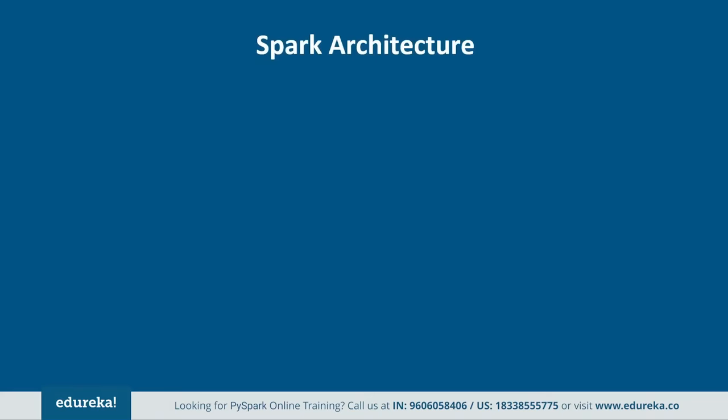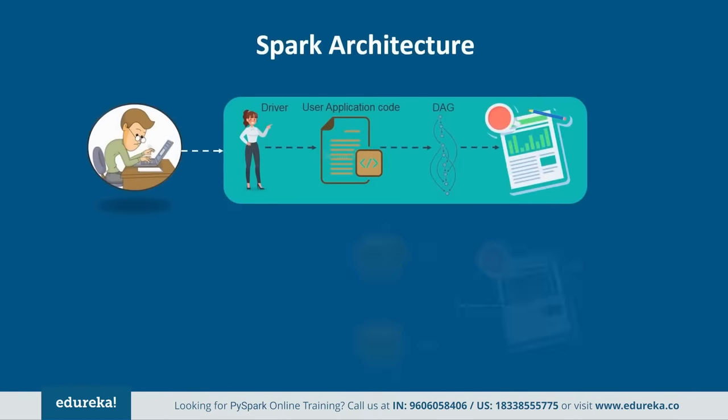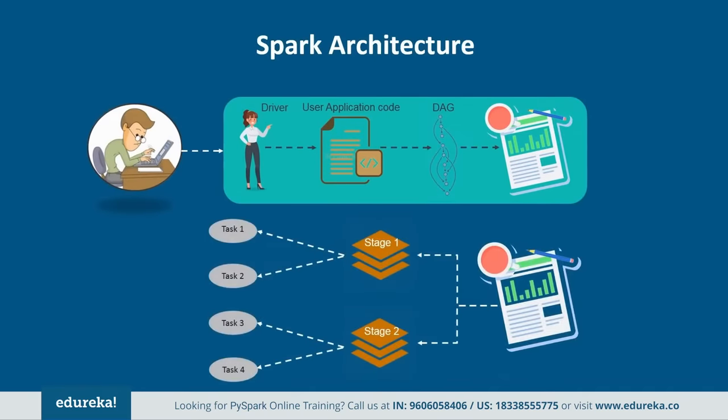Now let me give you an infographic idea about the Spark architecture. It follows master-slave architecture. Here, the client submits Spark user application code. When an application code is submitted, the driver implicitly converts the user code that contains transformations and actions into a logically directed graph called a DAG. At this stage, it also performs optimizations such as pipelining transformations. Then, it converts the logical graph called DAG into a physical execution plan with many stages. After converting into a physical execution plan, it creates physical execution units called tasks under each stage. Then, these tasks are bundled and sent to the cluster.